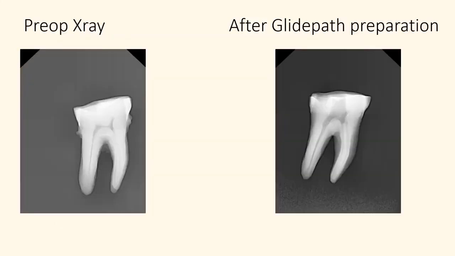Now this is the pre-op X-ray before we started the glide path preparation, and this is after glide path preparation. You can see a smooth radicular tunnel from the canal orifice to the anatomic apex.